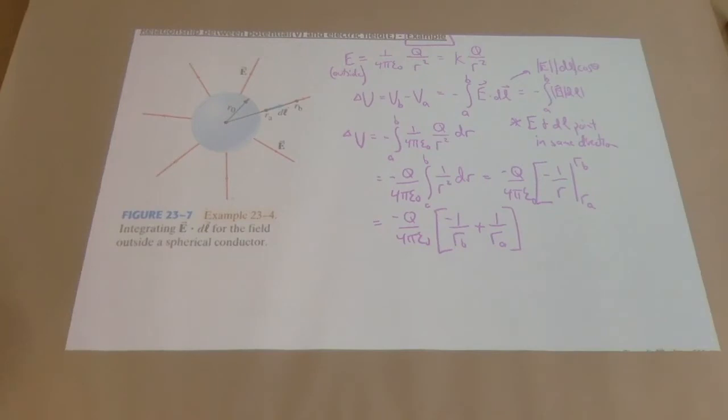And then I'm going to pull this negative sign inside here just to simplify a little bit. So that's going to be Q over 4 pi epsilon naught. And then we're going to have 1 over RB minus 1 over RA.